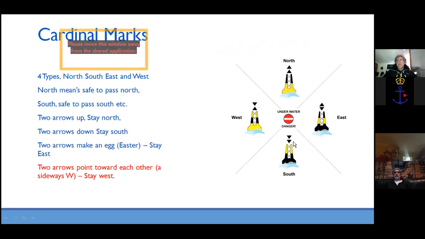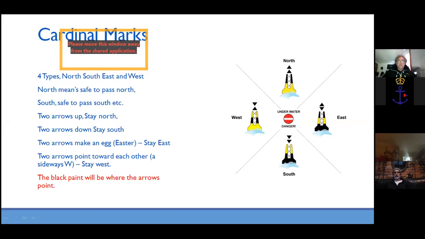So this drawing gives you a nice indication of there's your danger in the middle. Okay, stay north, east, south, or west. So it basically details which compass point we need to stay away from that hazard. Okay, now note, if you look at the drawing, wherever the point of the arrow is, it aims at the black. So the painting of it is where the arrows point. So the northerly, the black's on top, whereas the westerly, where the 2 arrows point at each other, the black's in the middle, and so on and so forth around.